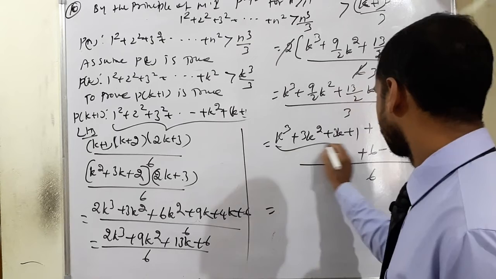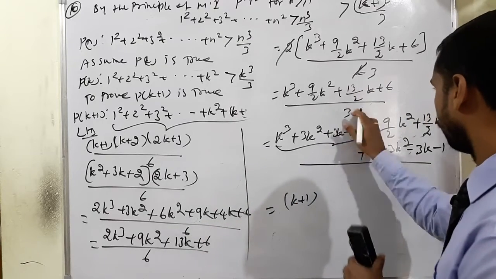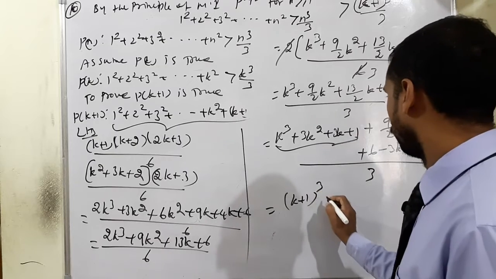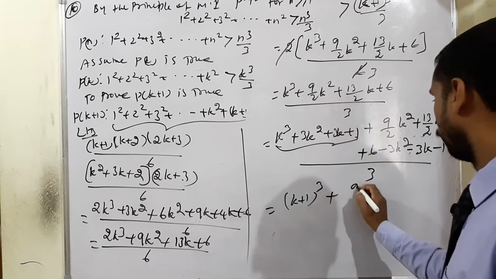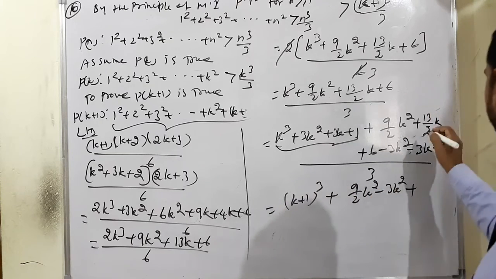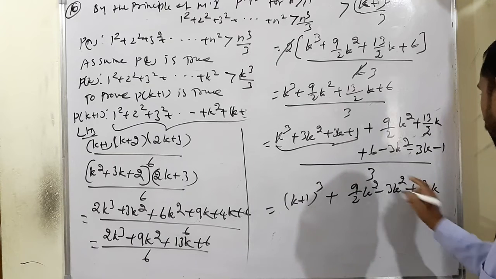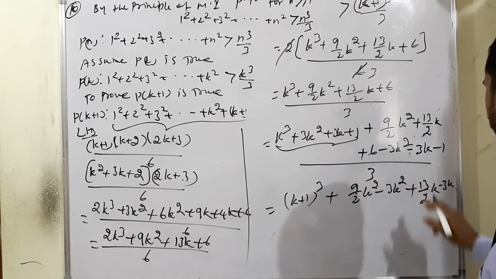Now, this is completely k plus 1 the whole cube divided by 3. K plus 1 the whole cube, then plus what are the like terms? K square, and here also k square is there. Therefore, 9 by 2 k square minus 3k square, then remaining plus 13 by 2 k minus 3k, then plus 6 minus 1, isn't it?